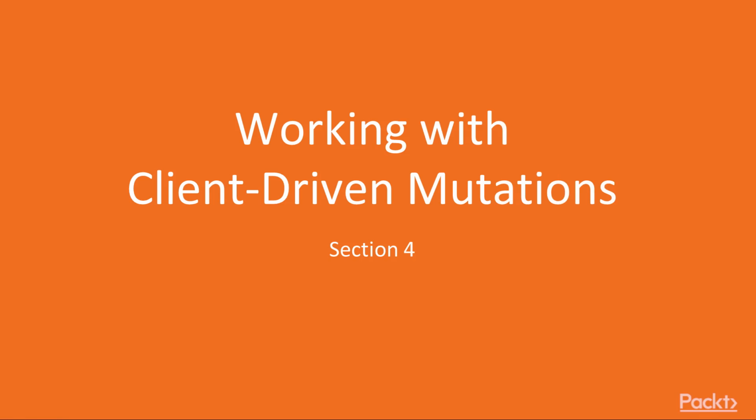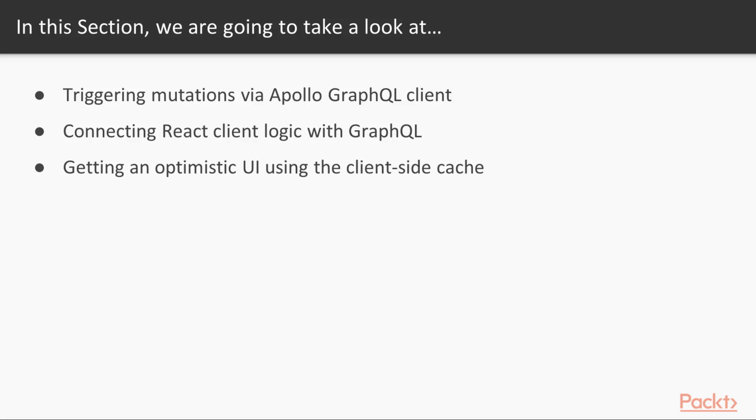Hi, welcome to section number 4, working with client-driven mutations. After the last section, we can already show a taskboard with some static information, so now it is time to add the ability to add or change lists and cards with our client. You will learn how to trigger mutations via the Apollo GraphQL client, connect the React client logic with GraphQL, and use the intelligent client-side cache to build an optimistic UI.